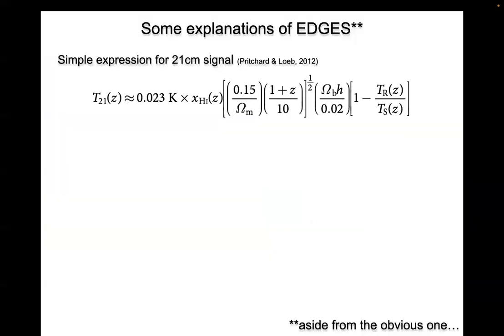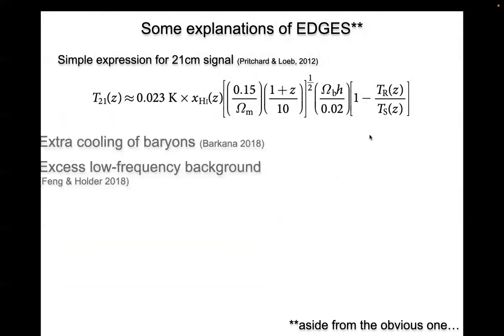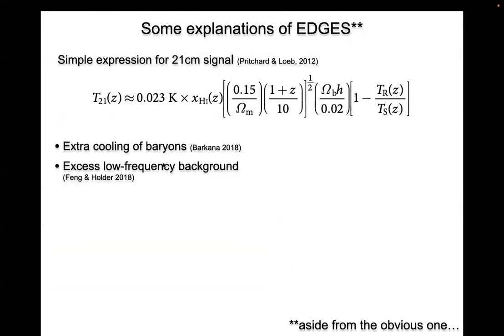But one of the interpretations that was immediately looked at is that you can, in principle, ask about how to alter the ratio of the radiation temperature to the spin temperature. So one possibility is extra cooling. If you want to make the absorption signal much stronger, you can cool the baryons and in principle make that signal much more negative. Or you could have an excess low frequency background.